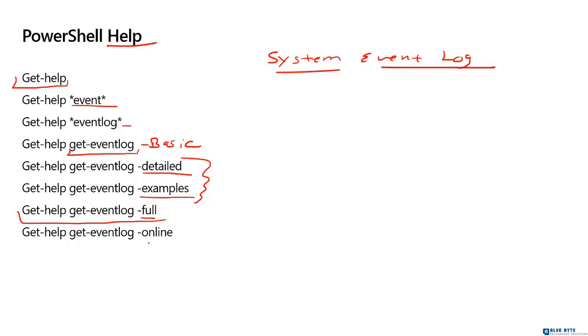Now, you can also connect to the web by using Get-Help Get-EventLog -Online, and it actually pulls up your browser to the PowerShell help page for that specific cmdlet that you typed in. Extremely useful. Well, let's take a look at these in PowerShell itself.